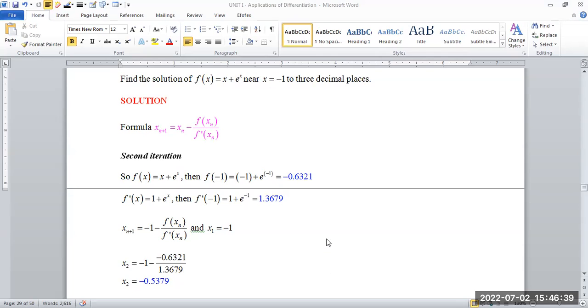All right, so let me start from scratch. So it says find a solution, sorry, of f of x. Yeah, man, 3 is fine. Okay, cool. So it says find the solution of f of x, which is equal to x plus e to the x. Do not get alarmed when you see an exponential function. You know how to work the exponential functions. The differential of e to the x is e to the x. And it says near x equals -1 to 3 decimal places. So it means we will start at x equals -1.